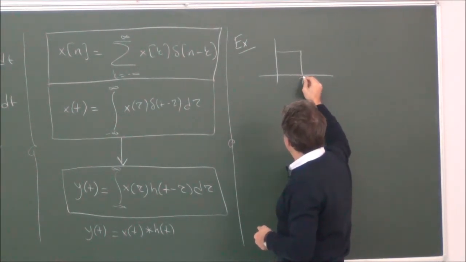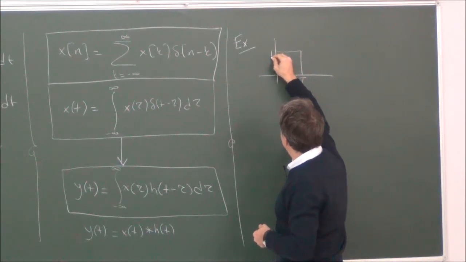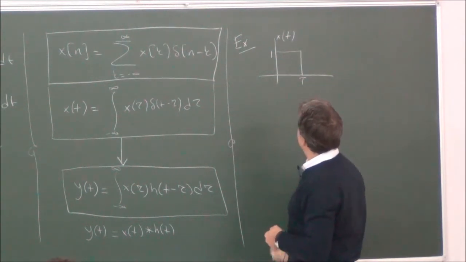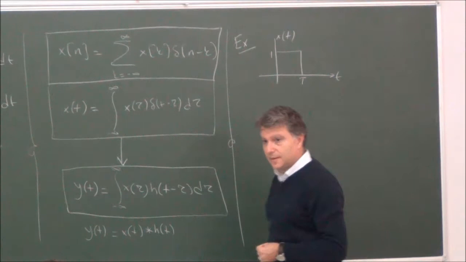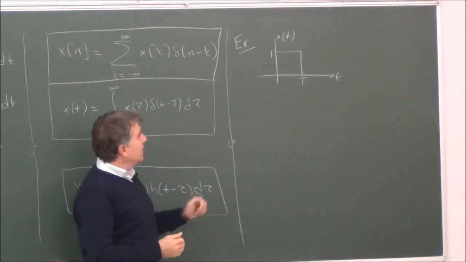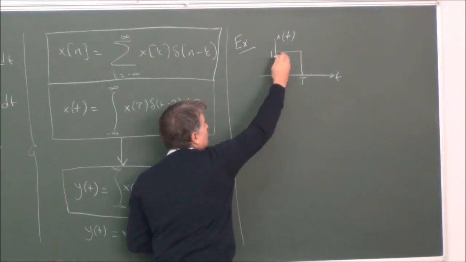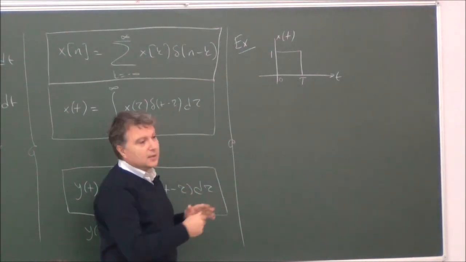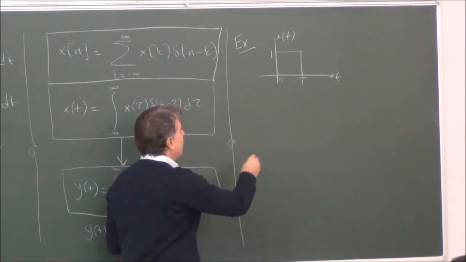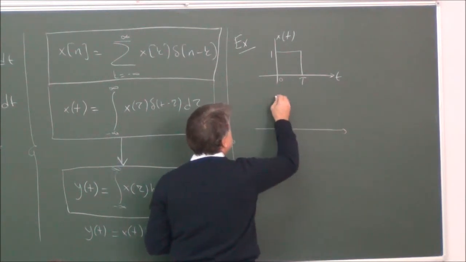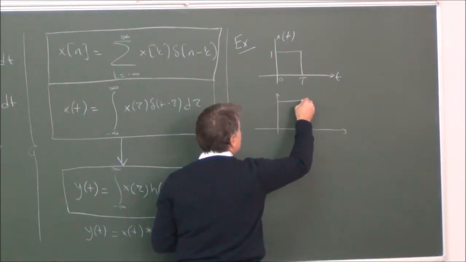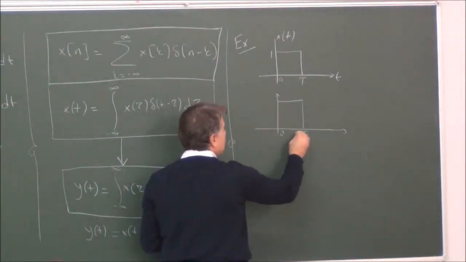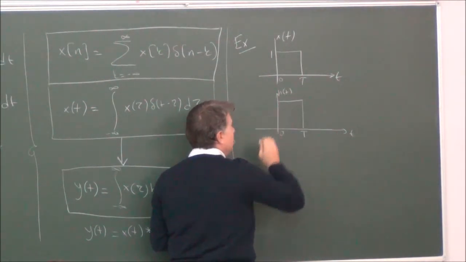Let's think of an x of t, an input signal like this, which is a box. It becomes 1 at 0 and stays as 1 and comes back to 0 at t equal to capital T. This is the input, and the impulse response is given as a similar box with the same duration, starting from 0. So this is h of t, the impulse response.